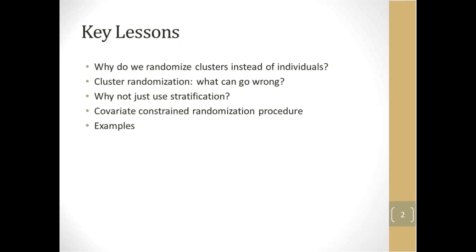Okay, so just to go over the things that we will cover in general today, we'll look first of all at a brief background on why we want to do cluster randomized trials in the first place. Why do we need to randomize clusters instead of individuals? We'll also look at some examples of what can go wrong. And then next, a common way to address these kinds of problems is to use stratification, and that works well up to a point, but has some limitations. So we'll talk about that.